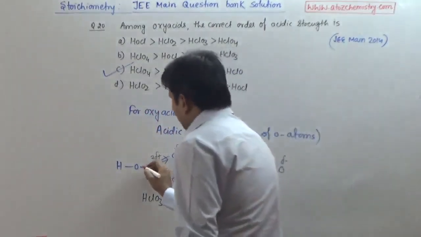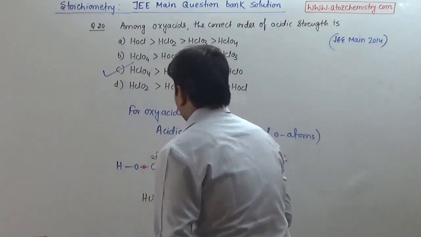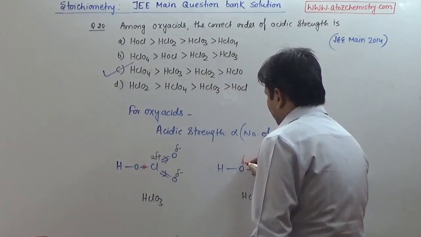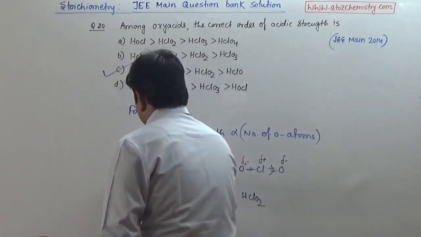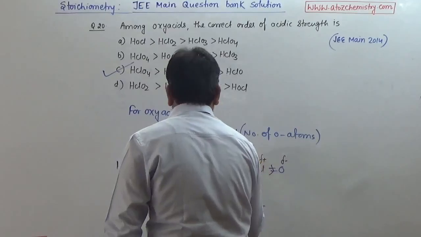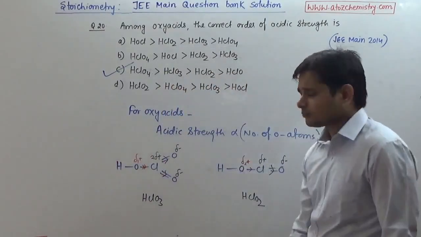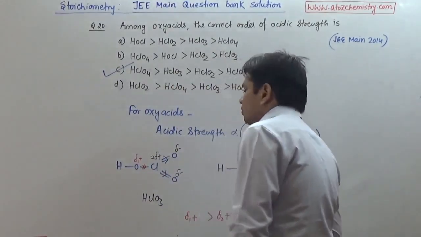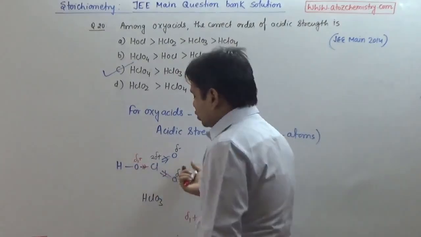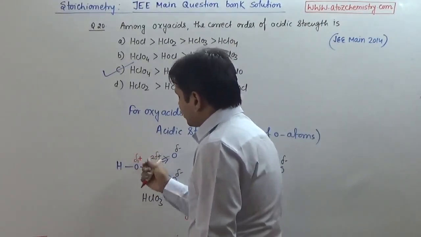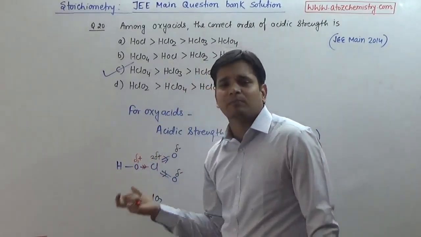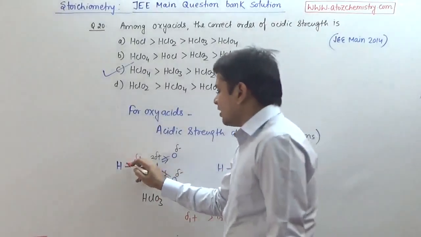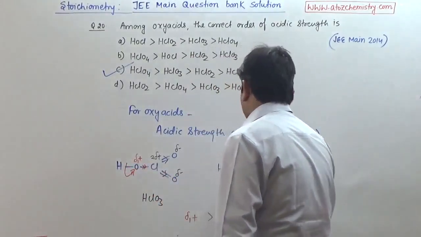Now, 2 delta plus is present on this chlorine and 1 delta plus is present on this chlorine. So this will pull electron from oxygen by a large amount, and this will pull electron from oxygen by a low amount. Delta 2 plus is greater than delta 1 plus. Oxygen is also electronegative, so it will not have a positive charge on it. Hence, oxygen will pull electron from the OH bond, in this case more strongly, and in this case less strongly.